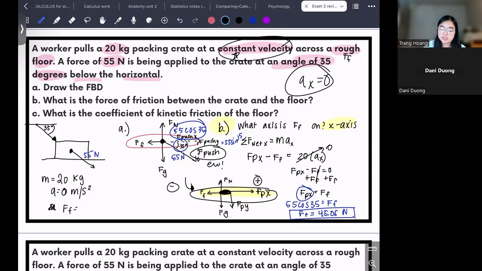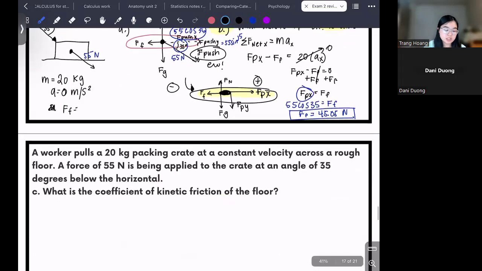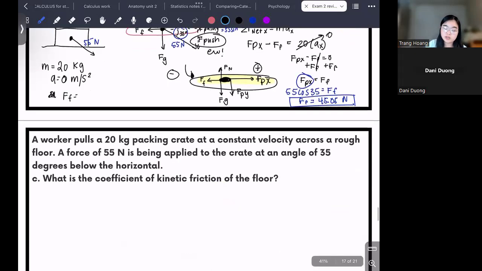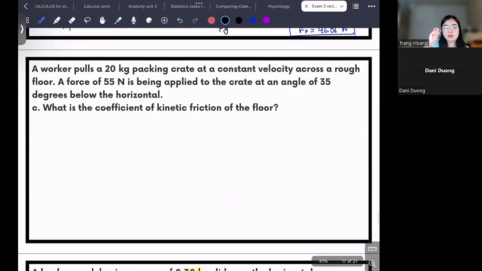And then our second question is, what is the coefficient of kinetic friction on that floor? And so kinetic friction is this formula. So just write this on your formula chart. It's going to be F.